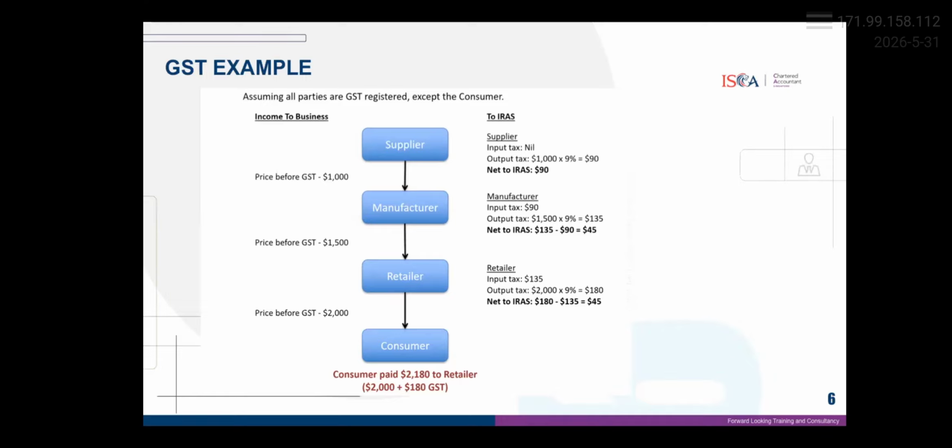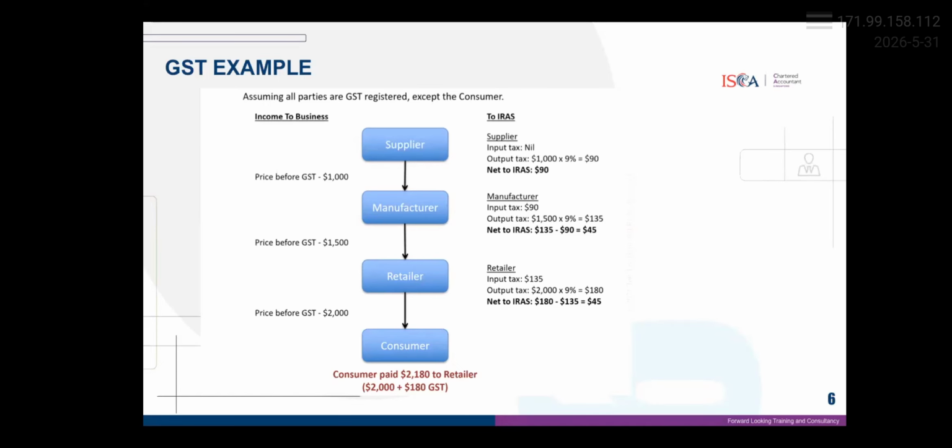When the manufacturer pays the $1,000 $90, there is a component of GST which is $90, and that to the manufacturer is an input tax. The input tax can be claimed back from the government when it files its GST return.